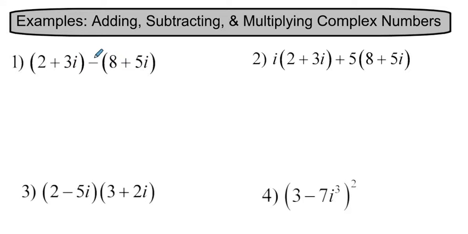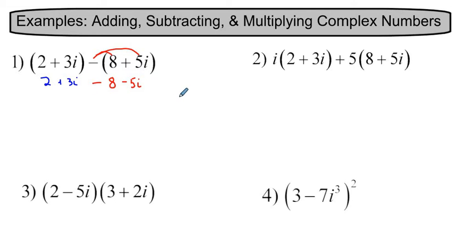So following PEMDAS, we're going to distribute this into here. Okay, and that will give us negative 8 minus 5i. And then the other part of the problem is just going to drop down. And then we are going to combine our like terms.